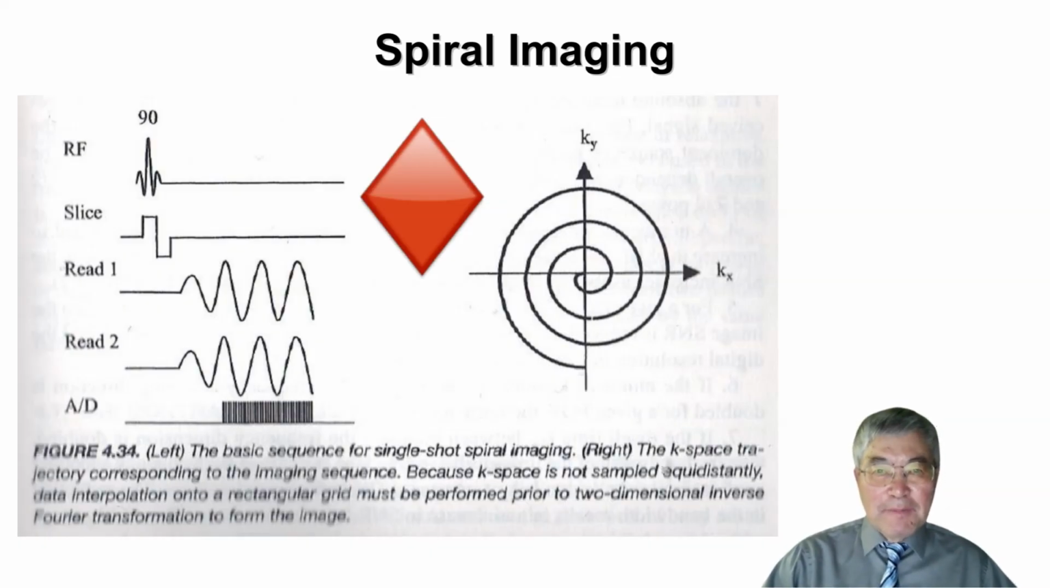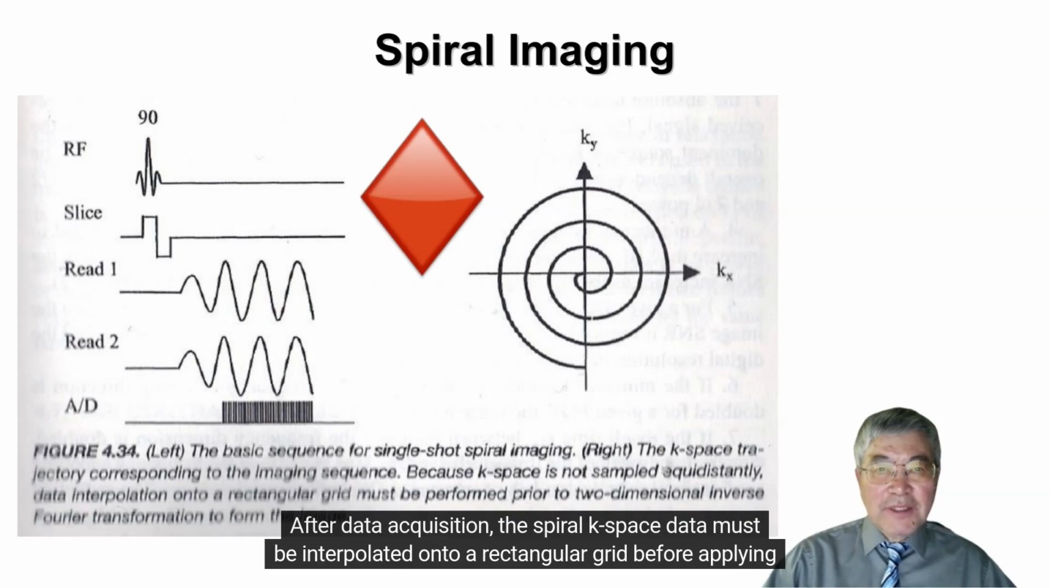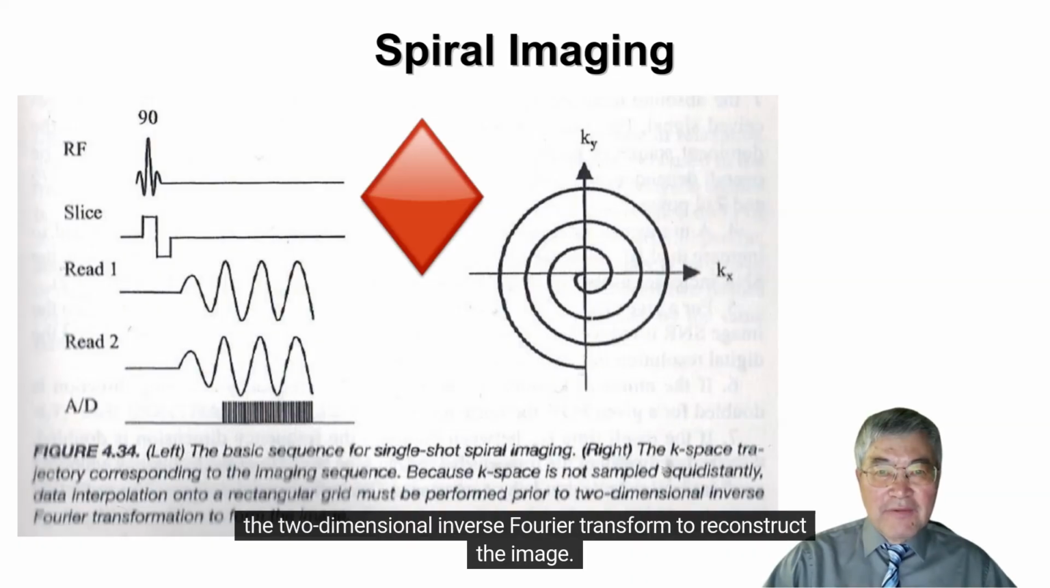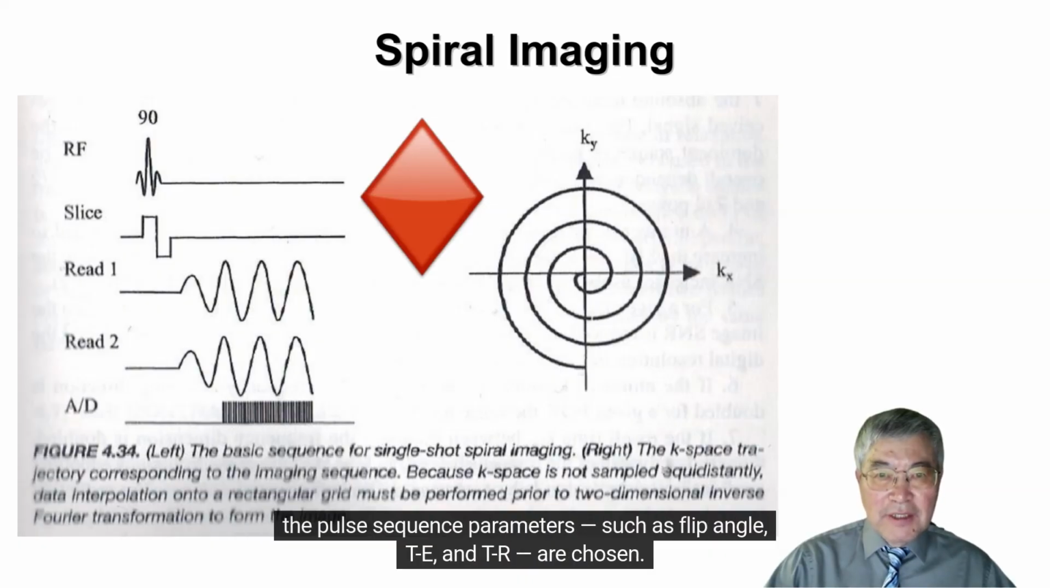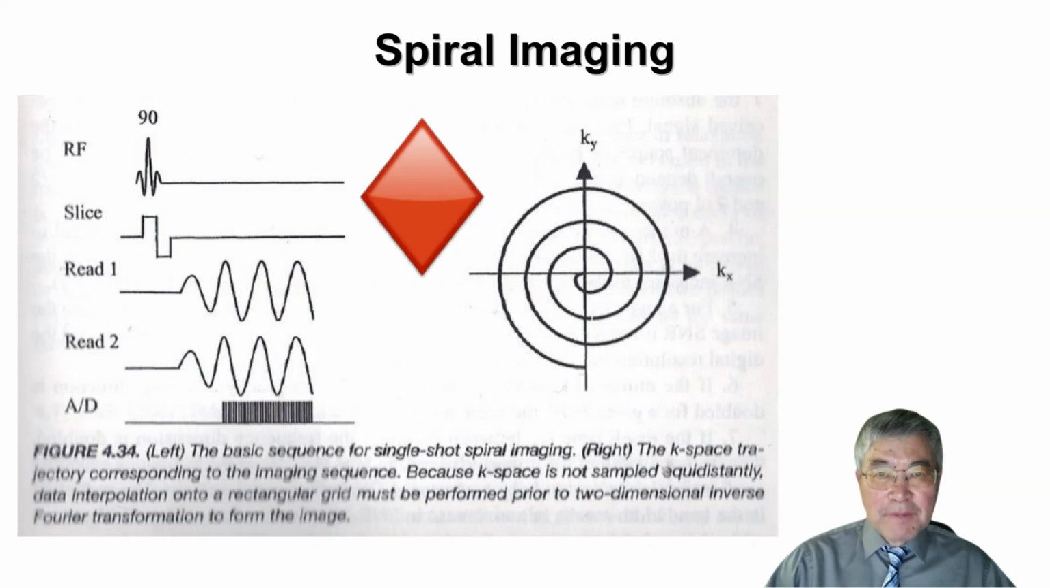After data acquisition, the spiral K-space data must be interpolated onto a rectangular grid before applying the two-dimensional inverse Fourier transform to reconstruct the image. This reconstruction yields T1-weighted, T2-weighted, or proton density-weighted images, depending on how the pulse sequence parameters, such as flip angle, TE, and TR, are chosen.